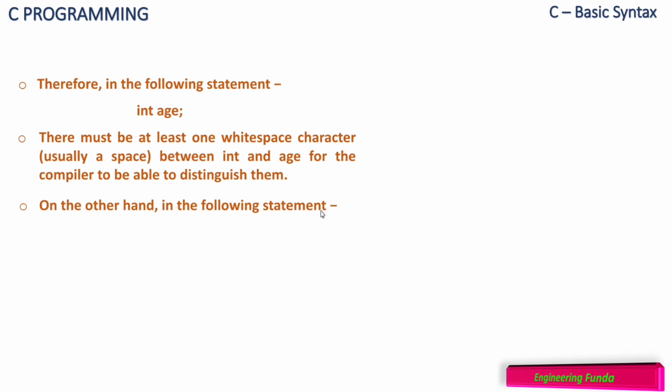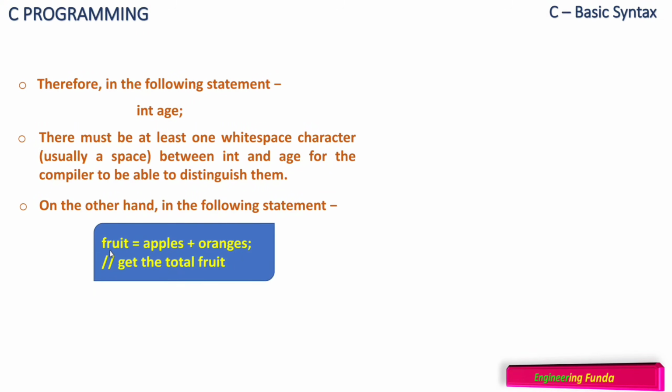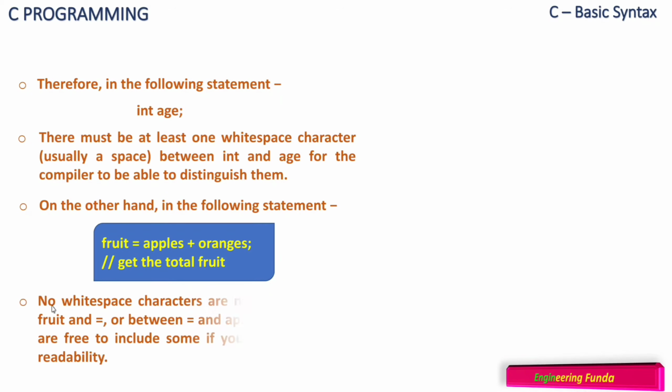On the other hand, in the following statement, fruit space equal to space apples space plus space oranges, that gets the total number of fruits. So number of apples plus number of oranges will give us the number of fruits. So understanding this is not important here. The important thing is about these spaces.